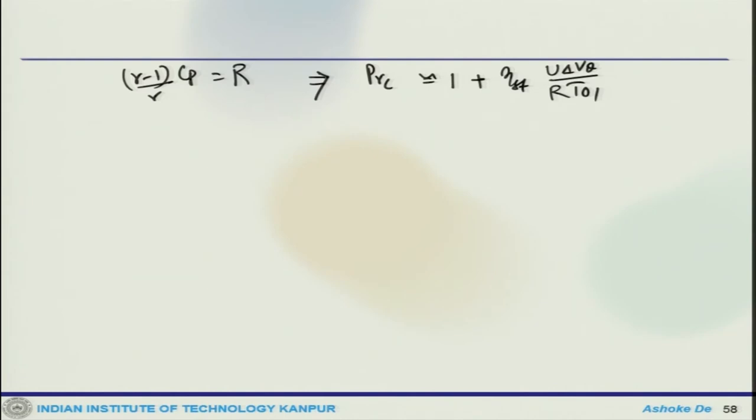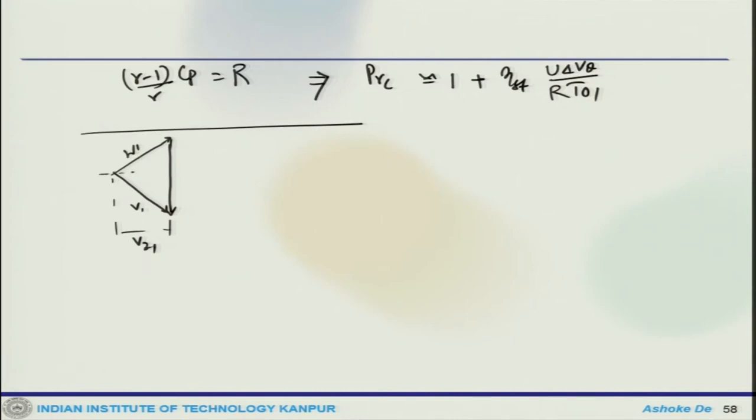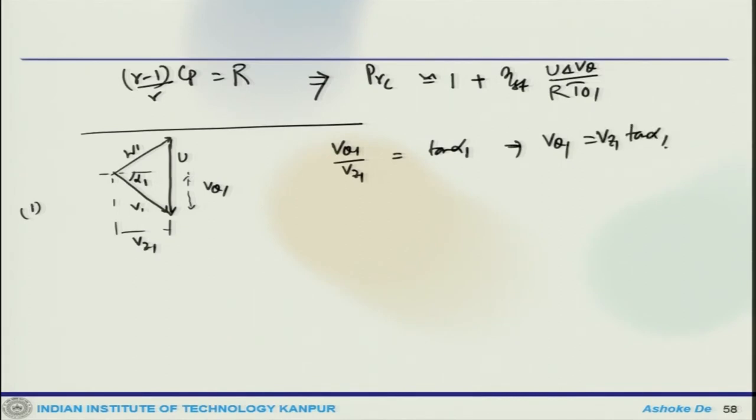So, let us consider the same blade passage with the same velocity triangle. So, this is V 1, this is V z 1, W 1, this is U, and this component is V theta 1. So, you have alpha 1. Now, this is at station 1, so V theta 1 by V z 1 is tan alpha 1, that means V theta 1 is V z 1 tan alpha 1.